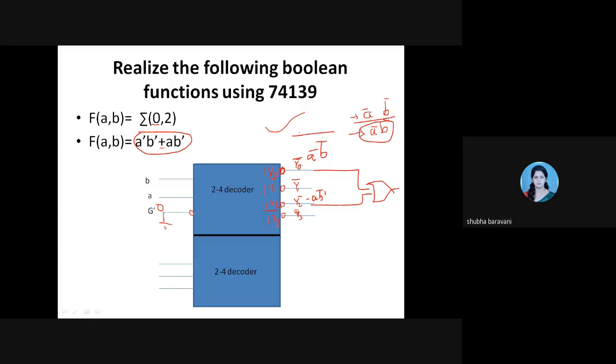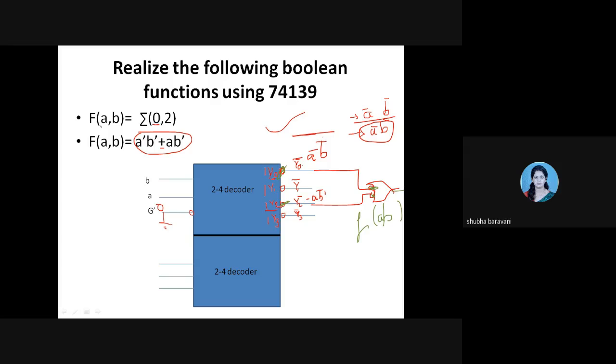But I have to remove this bar from here. So I'll put one more bubble here, so that this bubble and this bubble will cancel out each other. Is that understood now? Right, so this is the implementation of f of ab. The final output you get here is f of a comma b, which is summation of 0 comma 2.